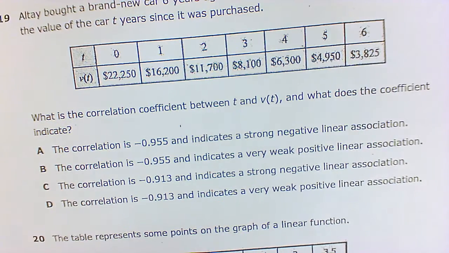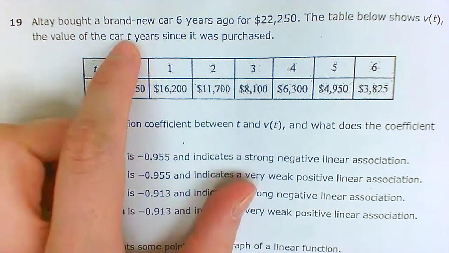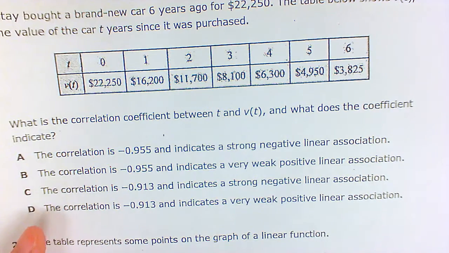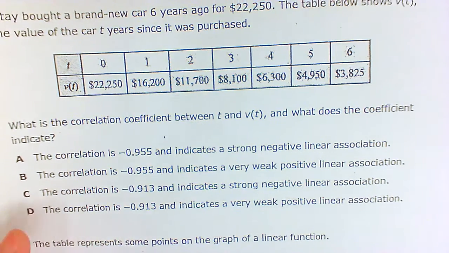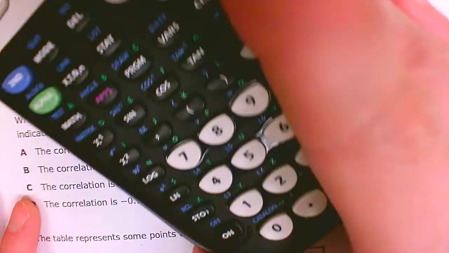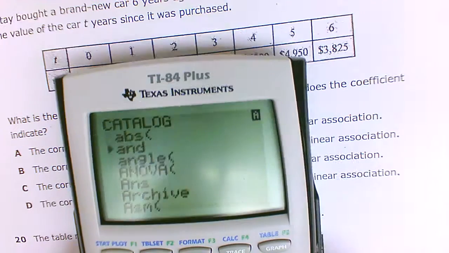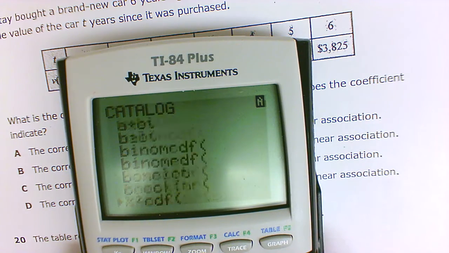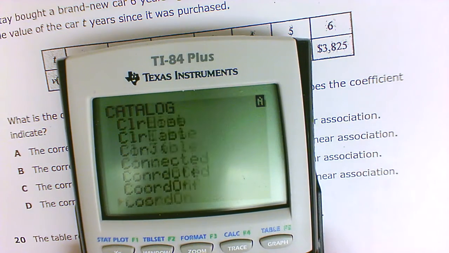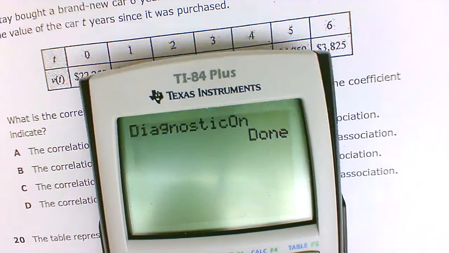All right. Now for number 19, this one says Alte bought a brand new car 6 years ago for $22,250. This is showing the values in T years since it was purchased. So what's the correlation coefficient between T and V of T, and what does it indicate? Now for this one, you have to have the diagnostic on. So in case you don't remember, you press the second button and then 0 to go to the catalog. You need to scroll all the way down to diagnostic on. Okay. Hit enter twice and then it says done.